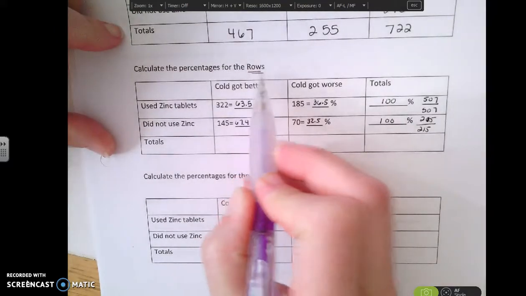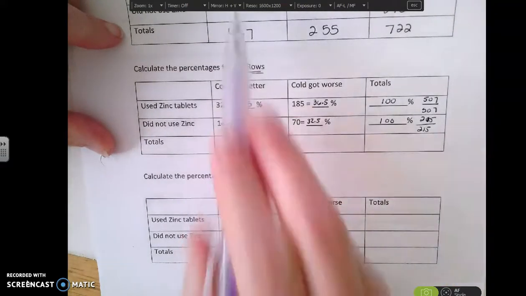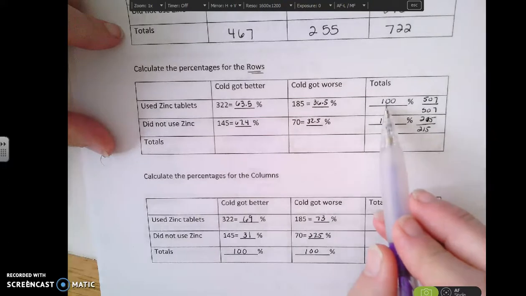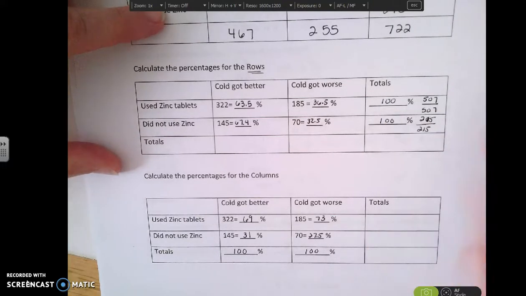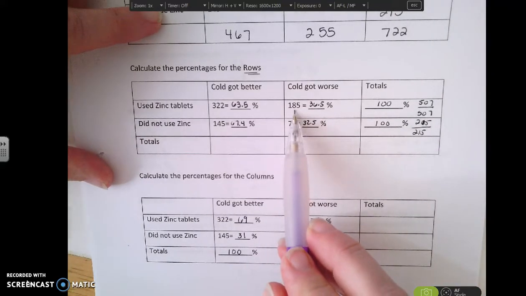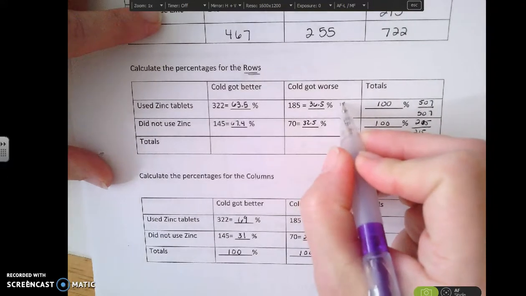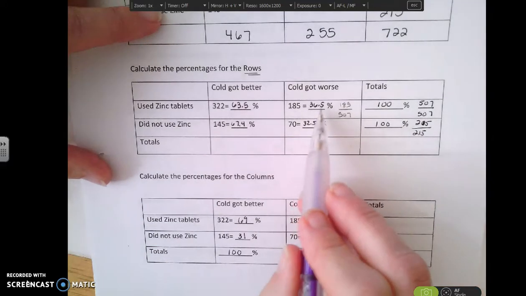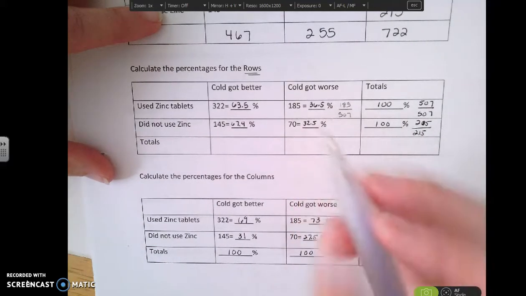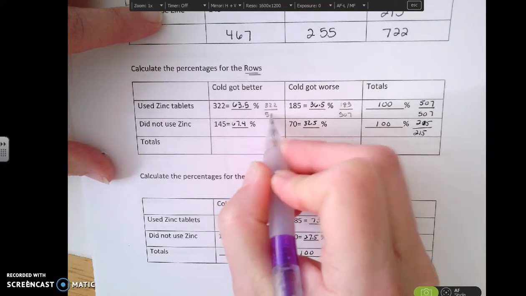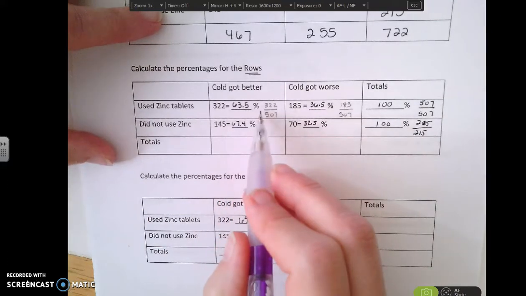So let's look at some percentages for the rows. We're looking across. So the total number of people is 507. So 507 divided by 507 is 100%. So 100% of the people are in row 1. 185 divided by 507 would be 36.5% of the people, and 322 over 507 is 63.5%.